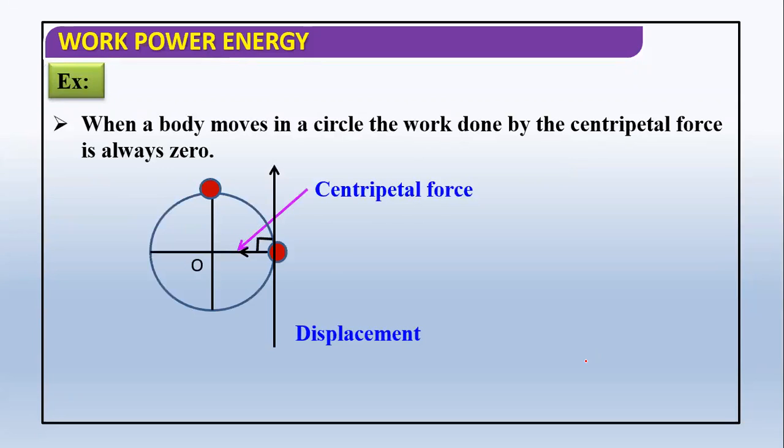This is a very common example. If an object is moving in circular motion, the centripetal force acts towards the center, and the displacement is like this. So these two are perpendicular. Force and displacement are perpendicular to each other. If they are perpendicular, the work will be 0. The angle between them is 90 degrees.